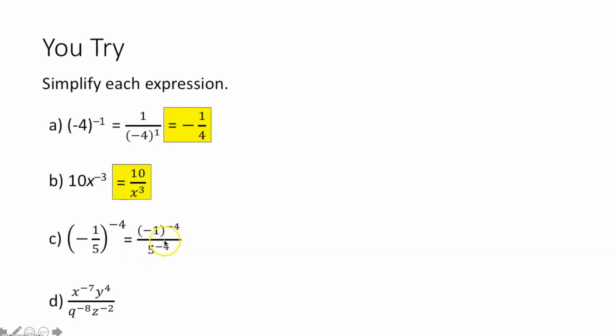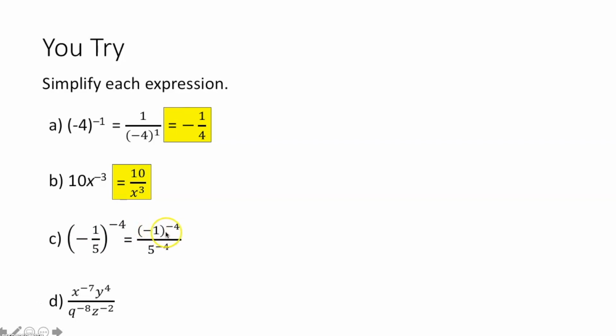When you do that, this negative right here can go with the numerator or the denominator. It doesn't matter. You'll get the same answer either way, but it can only go with one of them. You can't have a negative in the numerator and denominator because then that would be positive. So you take this negative, apply it to the numerator or denominator. I moved it to the numerator, so it's negative 1 to the negative fourth power over positive 5 to the negative fourth power.